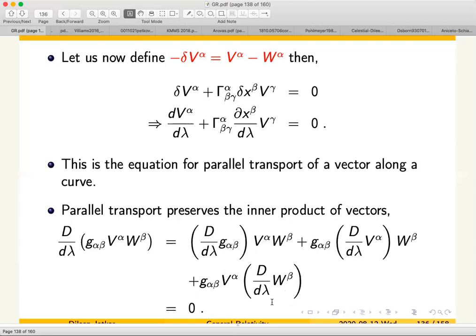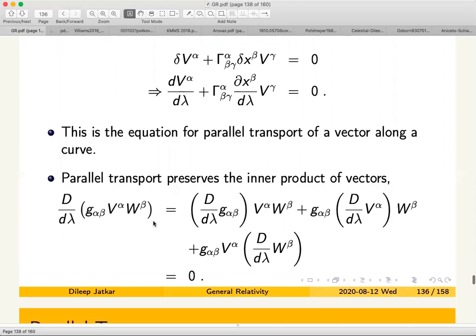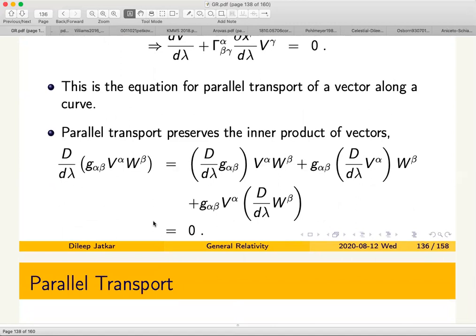I mean, there is no cancellation between this term and that term, but they individually are zero, and therefore it tells you that the variation in the inner product of two vectors defined at a particular point, as you parallelly transport both vectors along the same curve, is zero. So the inner product is preserved as you do the parallel transport. Okay, so is this okay?